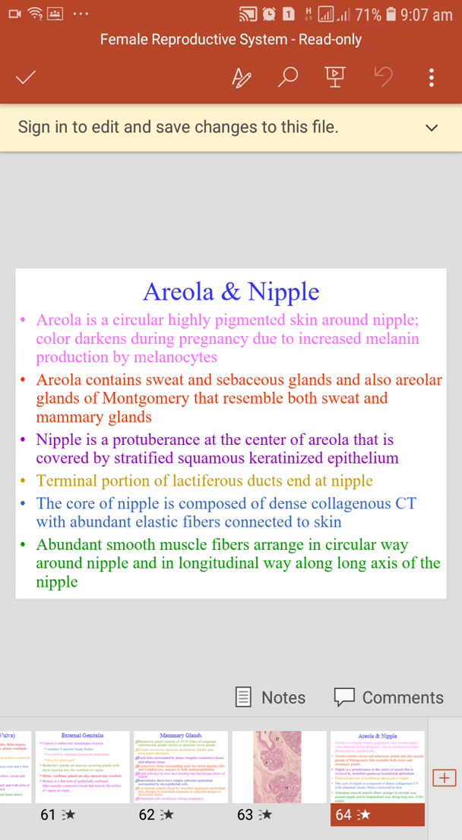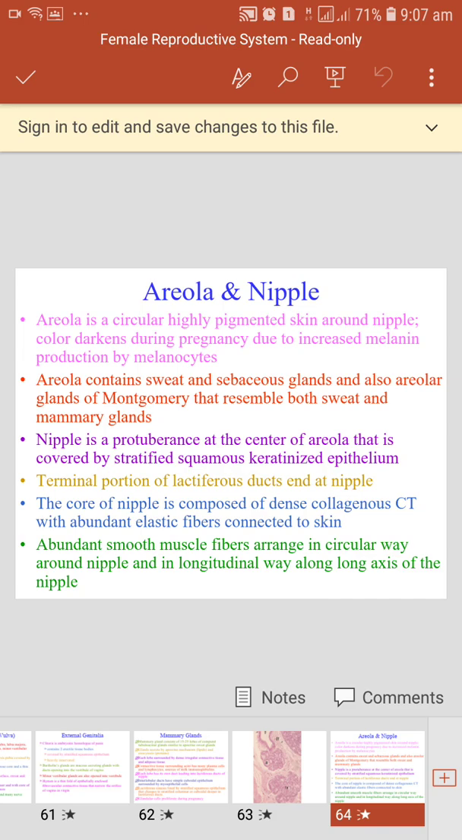The areola is a circular, highly pigmented skin around the nipple. Color darkens during pregnancy due to increased melanin production by melanocytes. It contains sweat and sebaceous glands and also areolar glands of Montgomery that resemble both sweat and mammary glands.